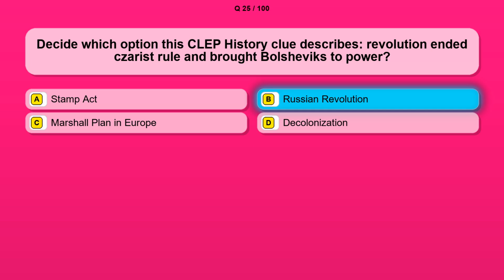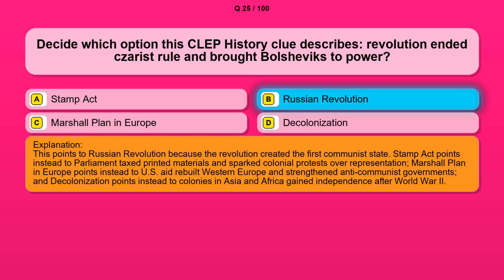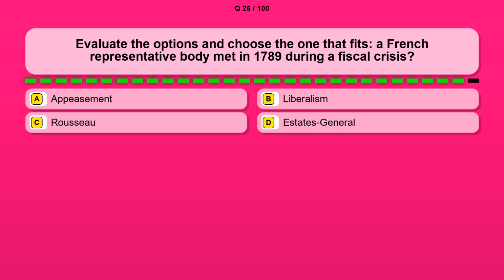The correct answer is option B. Russian Revolution. This points to Russian Revolution because the revolution created the first communist state. Stamp Act points instead to Parliament taxing printed materials and sparking colonial protests over representation. Marshall Plan in Europe points instead to U.S. aid rebuilding Western Europe and strengthening anti-communist governments, and decolonization points instead to colonies in Asia and Africa gaining independence after World War II.